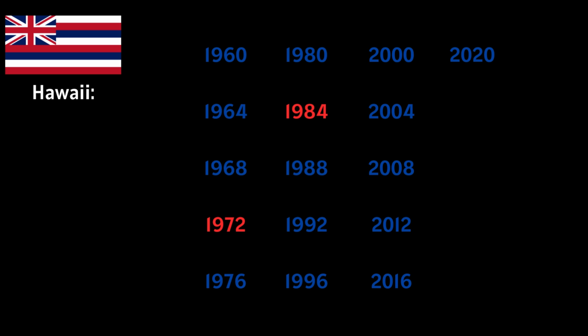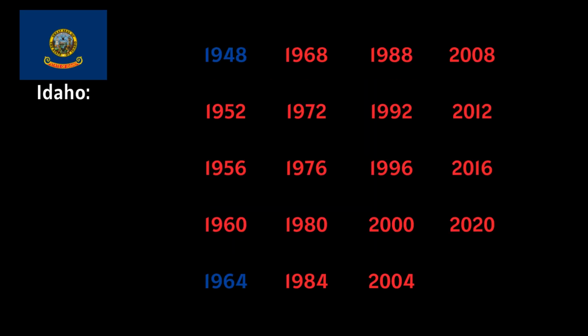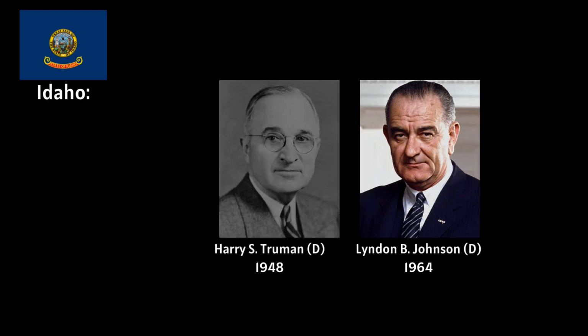Hawaii is an extremely blue state, voting Democrat in every single election since it became a state in 1959, except for Nixon in 1972 and Reagan in 1984. Idaho, on the other hand, is extremely Republican, voting for the Republicans in every election since 1948, apart from Truman in 1948 and Johnson in 1964.